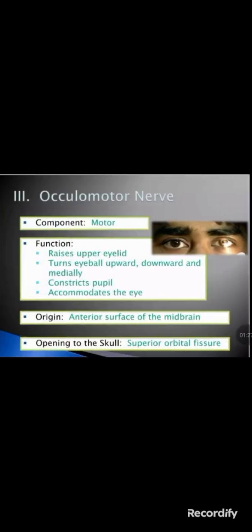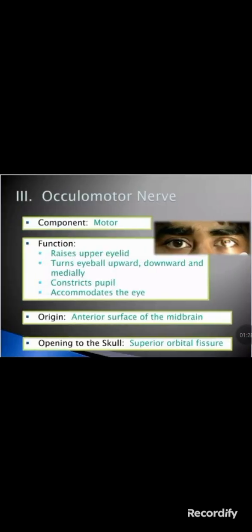The third cranial nerve is the oculomotor nerve. So this is a motor nerve. The component is motor and its function is to raise the upper eyelid. They will raise the upper eyelid and turn the eyeball upward, downward and medially. Medially means towards the inner side.